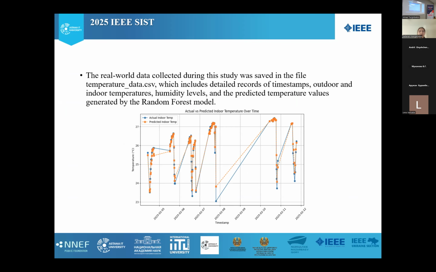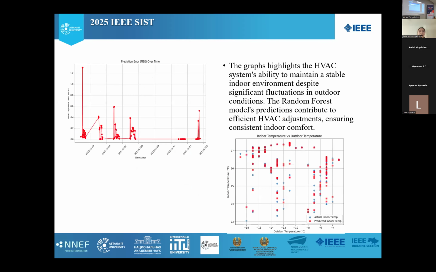So now I'm collecting real data in my home from the sensors and also the Yandex weather API. So this is how random forest predicts my temperature, which will be indoor after 30 minutes. So we can clearly see that random forest works really well. So here's the prediction mean squared error. Also, it is near 0.